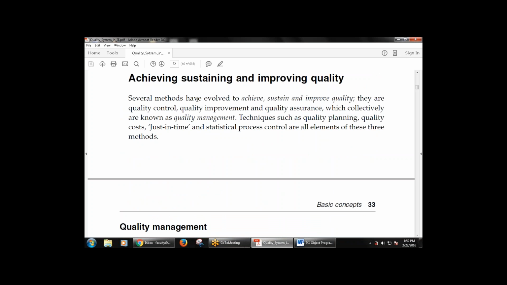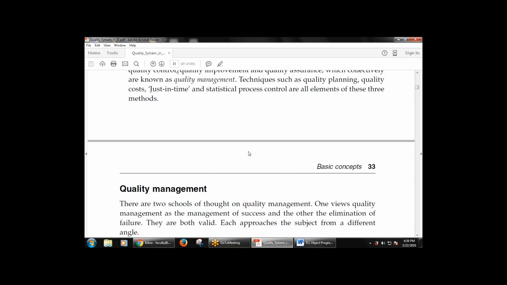So if I'm talking about quality control, that control will be achieved within the quality. There is quality assurance and there will be quality improvement, that is controlling, improvement, and assurance. So one is quality control, one is quality improvement, one is quality assurance.